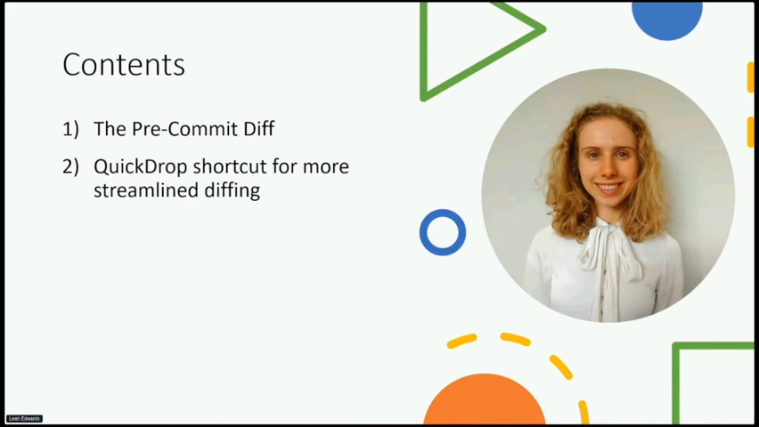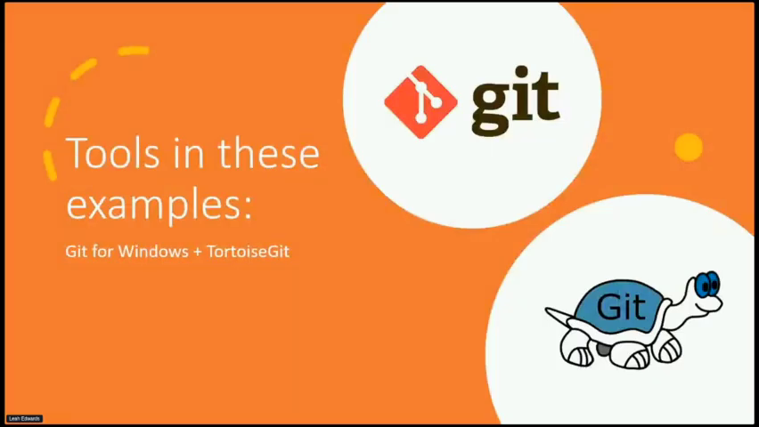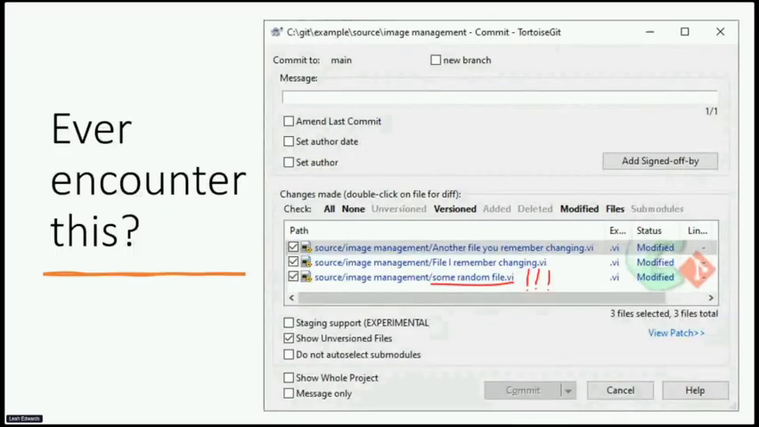I'm going to assume you know the basics of source code control because I only have 7 minutes. But I'm going to talk about why it might be a good idea sometimes to do a pre-commit diff and how you can make this easier with a QuickDrop shortcut. The tools I'll be using in these examples are Git for Windows and Tortoise Git, but it applies equally to other Git GUIs like Tortoise SVN or other version control systems.